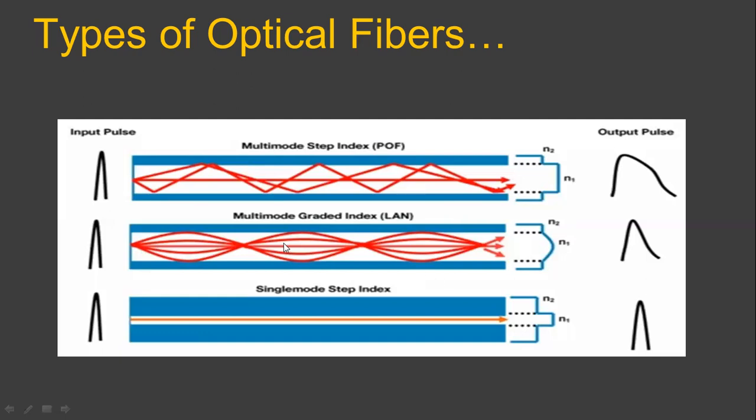And one more thing here is that what you are looking at is the shape of the input pulse. This is the shape of the input pulse, and this is the shape of the output pulse. As you move up towards the multi-mode step index fiber, it is very clear that the width of the output pulse becomes wider and wider. So the width of the output pulse is widening here.